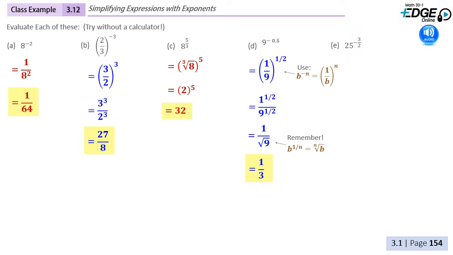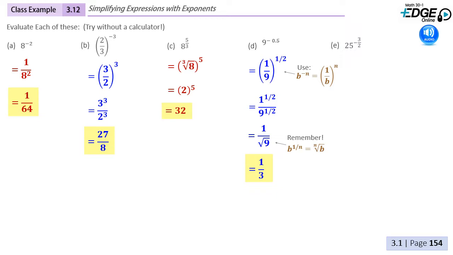Many students are thrown off at first when they read part D. We don't typically write decimal numbers as exponents, but you should know that 0.5 is equivalent to 1/2. So here we have an exponent of negative 1/2, and in the first step, we'll treat the negative sign by flipping the base of 9, which is like 9 over 1, and writing it as 1/9. So now we have 1/9 to the positive 1/2.